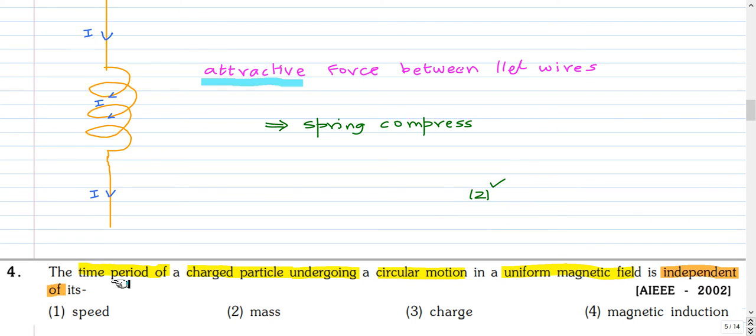This is the next question. The time period of a charged particle undergoing circular motion in a uniform magnetic field is independent of speed, mass, charge, or magnetic induction. You can pause and attempt this question.